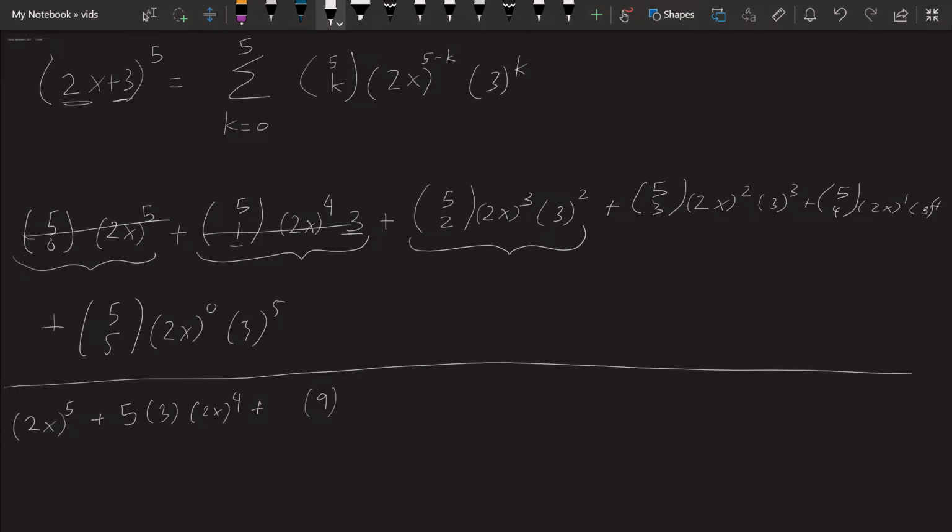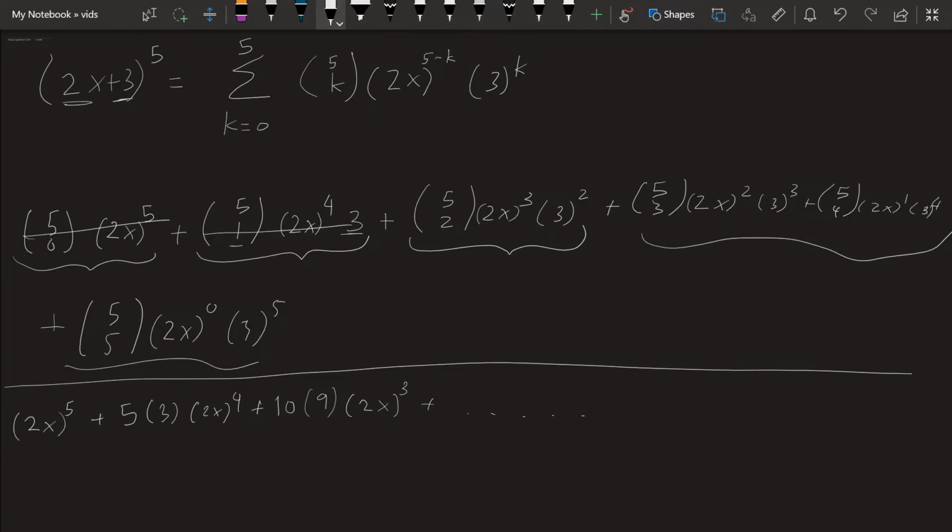9 is multiplied by 5 combination 2, which is equal to 10 times 9 multiplied by 2x raised to the power of 3, right? And you can expand this out using a calculator and you will get the answer. So this is how you use the binomial theorem. Now let's do a bit more, trickier exercises from the book.